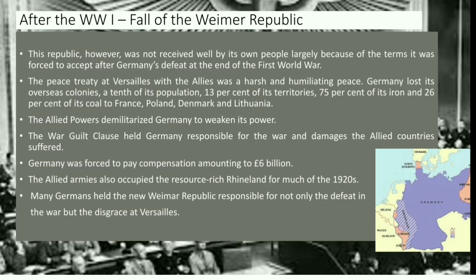Many Germans held the new Weimar Republic responsible for not only the defeat in the war but the disgrace at Versailles.